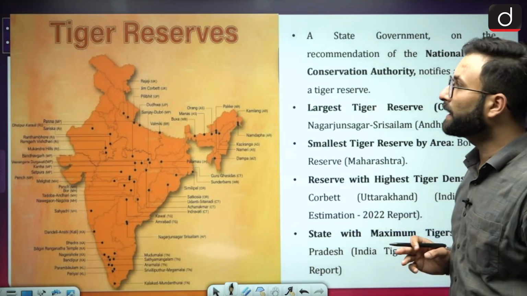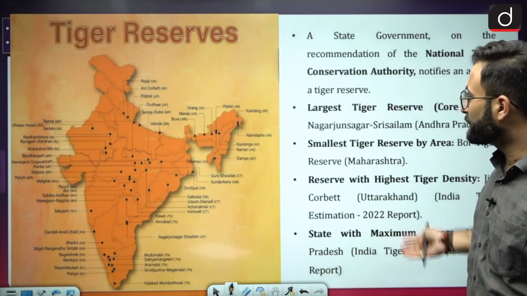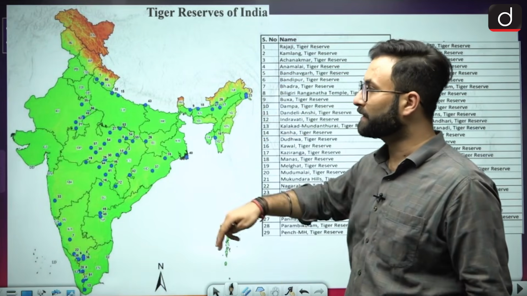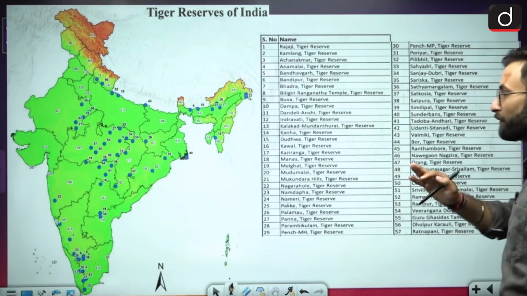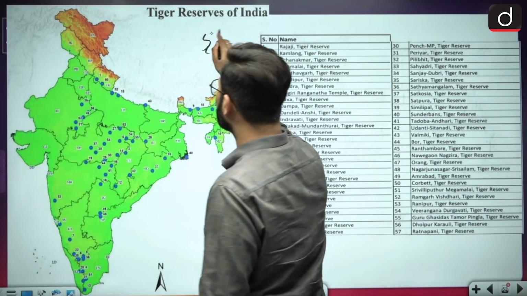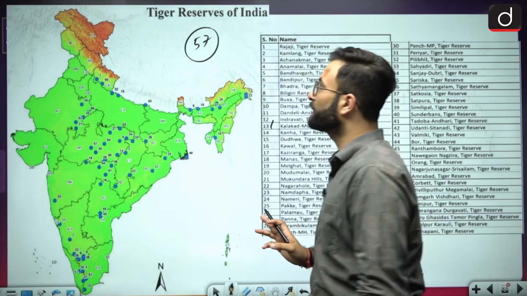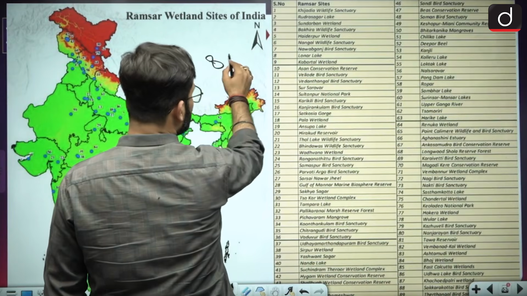Then tiger reserves have been added here, and some facts have been given. Here you can see these are the areas of the tiger reserves. Some of the important ones are given here, and then the listings are given. As of now in India we have 57 tiger reserves, so all of them are presented here. Then Ramsar sites: right now we have 89 Ramsar sites.